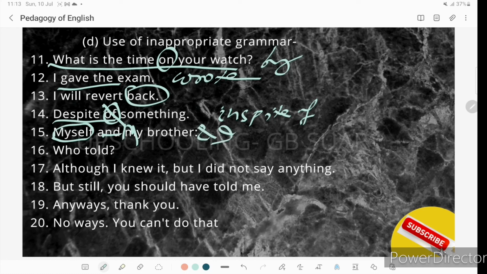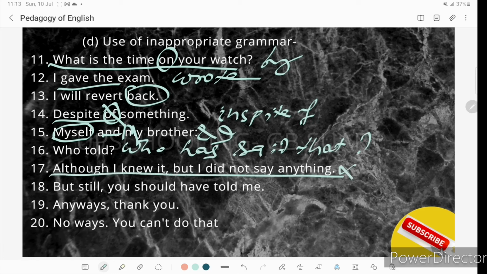Who told him? लोग बोलते हैं, पूछते हैं who told him. No, who has said that. Although I knew it, but I did not say anything. This is also incorrect. Rather say, although I knew it, I didn't say anything. क्या होगा? Although and but should not be used together. ये दोनों एक जगह नहीं आएंगे.